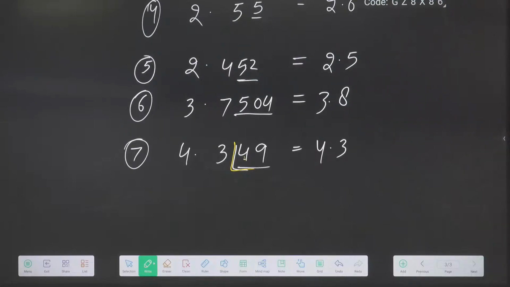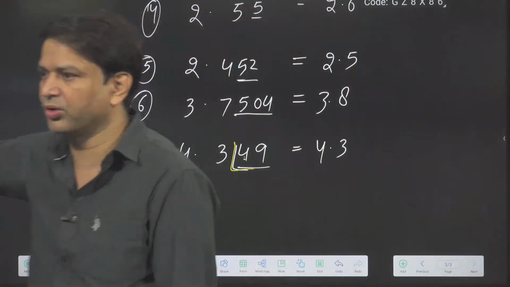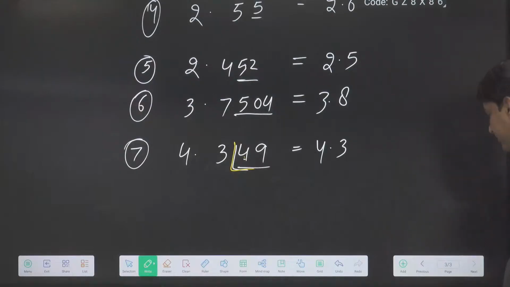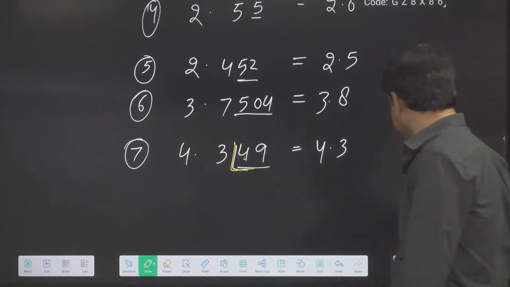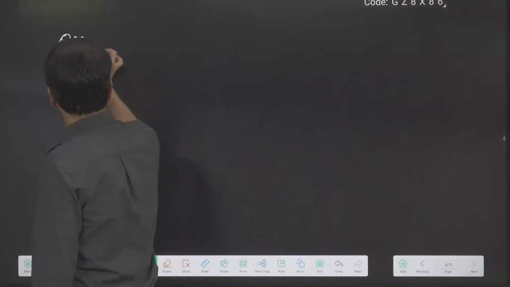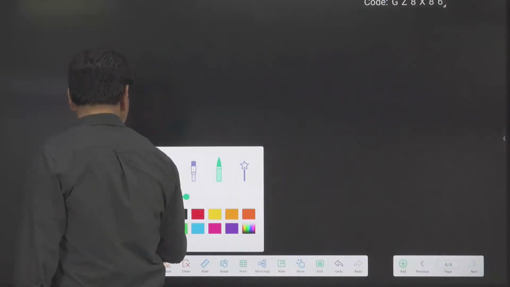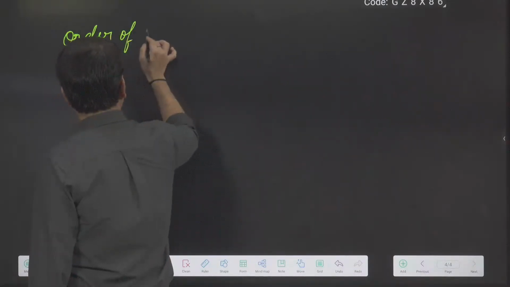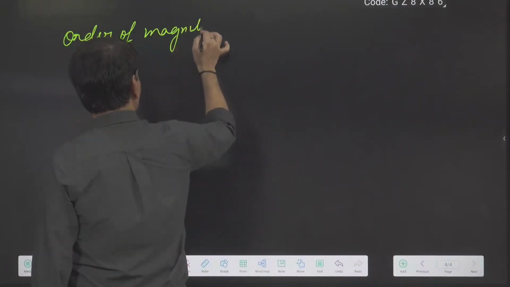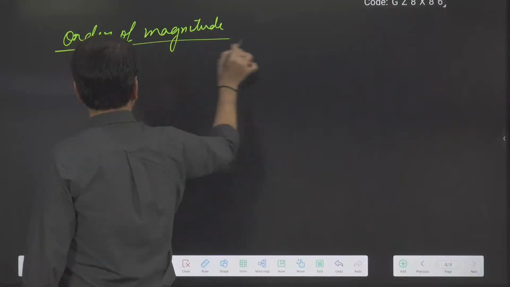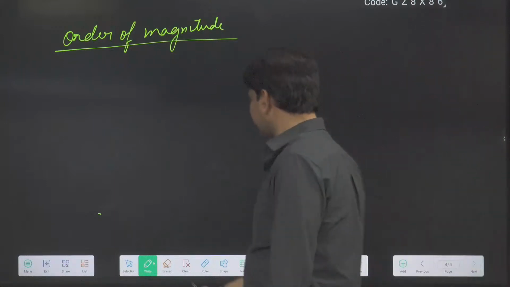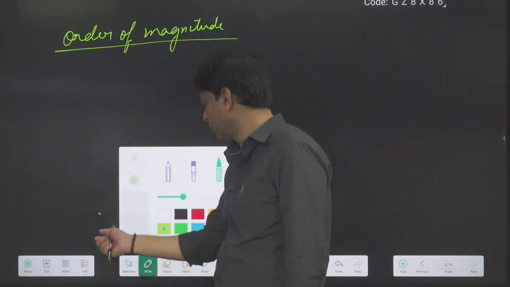Because they are not going to ask a round off question. We have to use it in significant figures or errors. So no need to waste more time on that. Okay, completed. Now the next small concept, order of magnitude. These are small concepts that we have to know, because otherwise a small question will be asked.